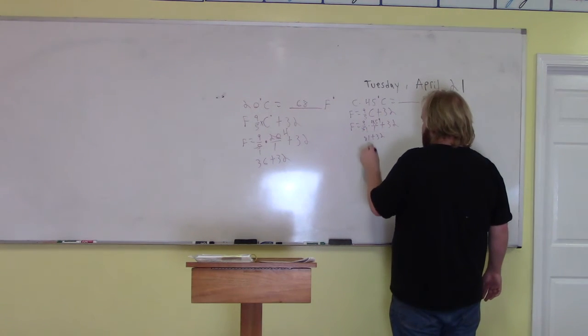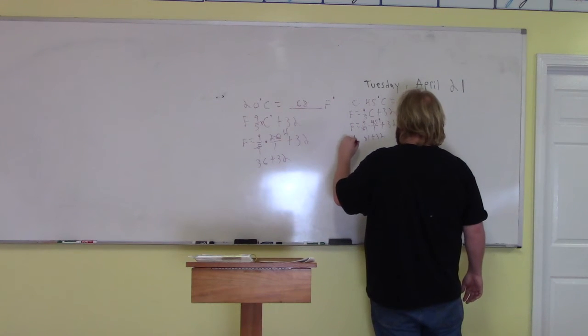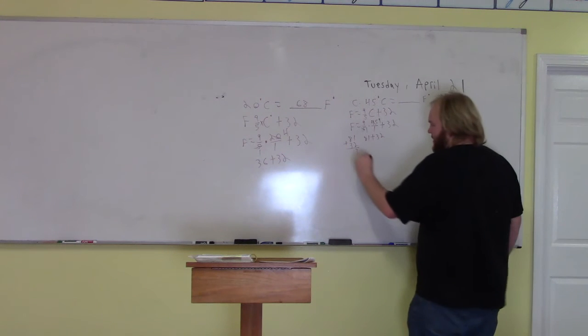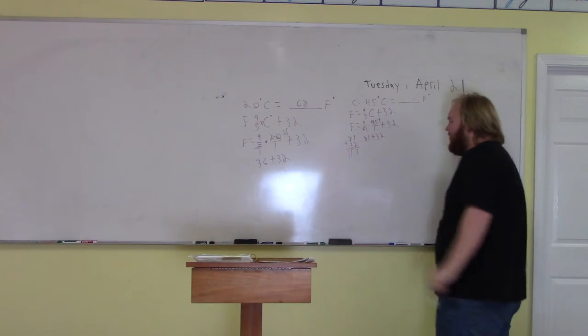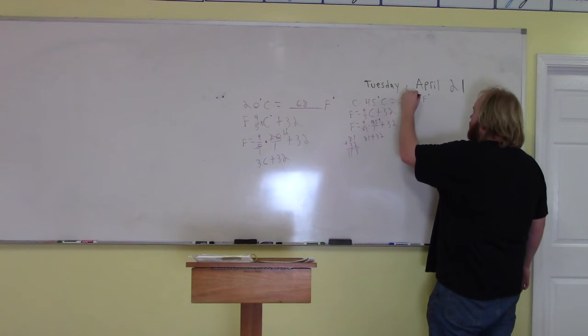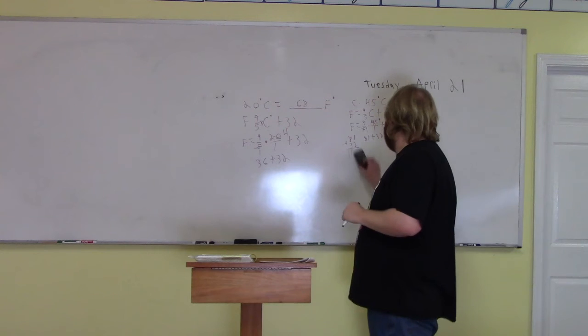And that is, I'll stack it so you guys can see it a little easier. 1 plus 32, 3, 8 plus 3 is 11. So we end up with 113 degrees Fahrenheit. Seems pretty warm considering usual temperatures.